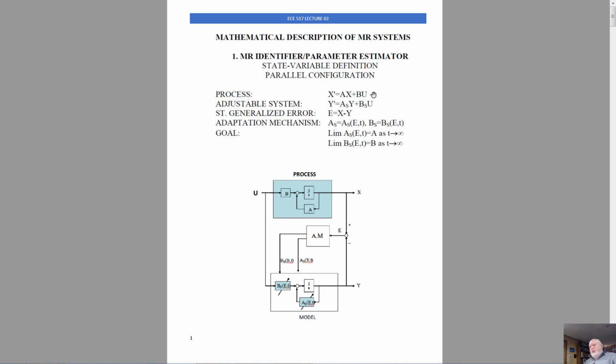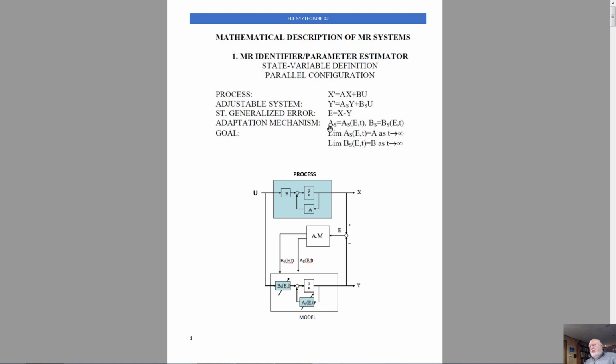For the process, we have this conventional state variable definition with the state vector, derivative of the state vector, the fundamental matrix A, the state vector, matrix B, through which input signal affects every system state, and the vector U that represents the input signal or input signals. For the adjustable system, we have derivative of the state vector Y. We have fundamental matrix that we call AS. S stands for system. Y, matrix B with subscript S that stands for system. And of course, the input signal or signals U. Error is clearly defined as X minus Y.